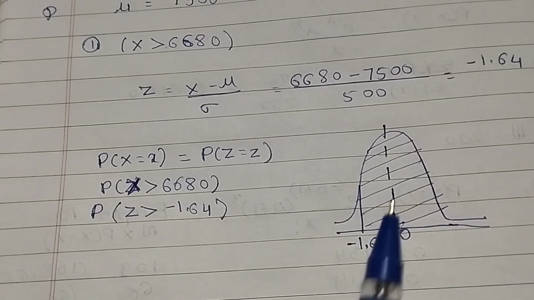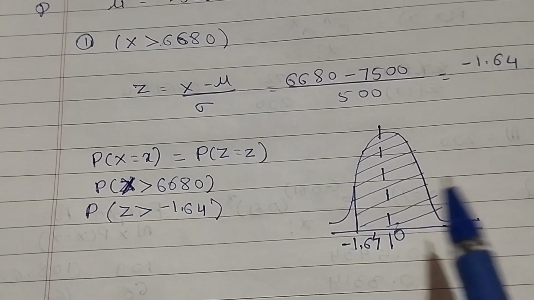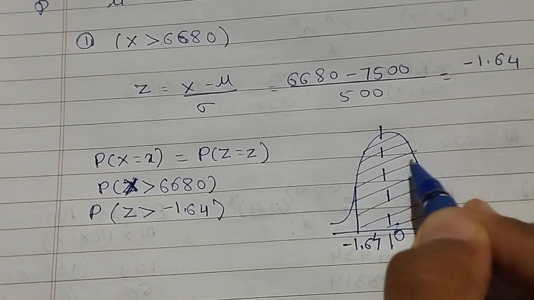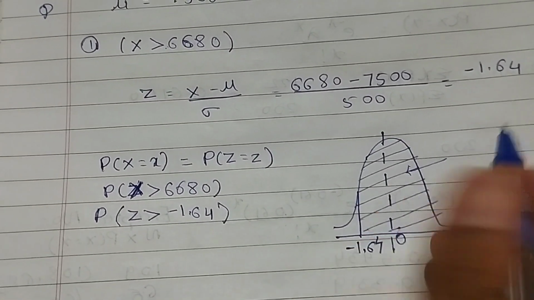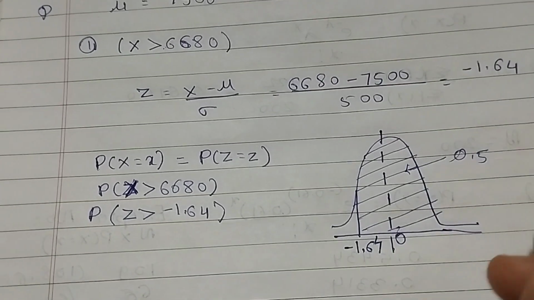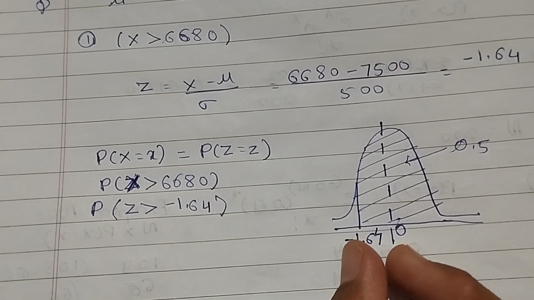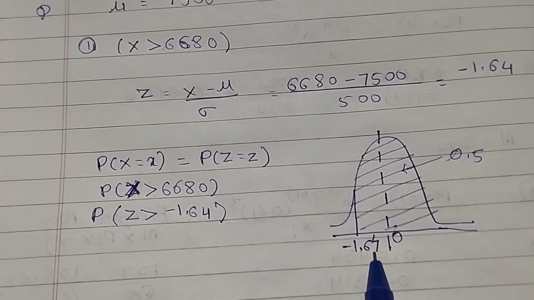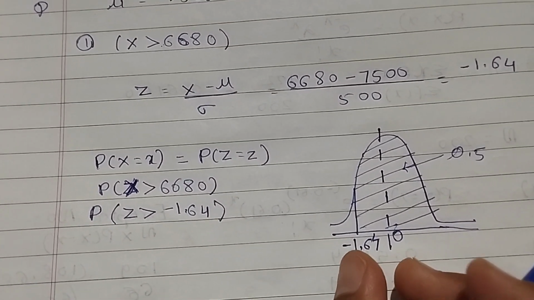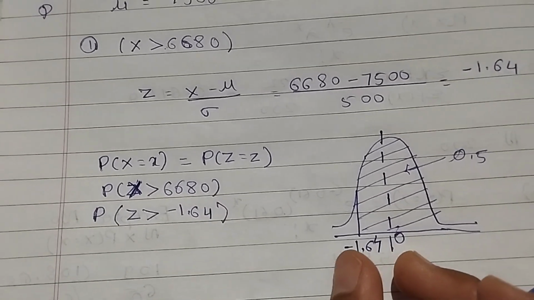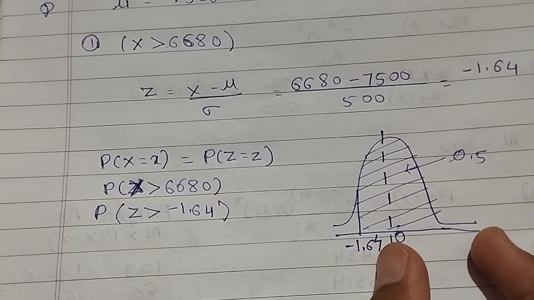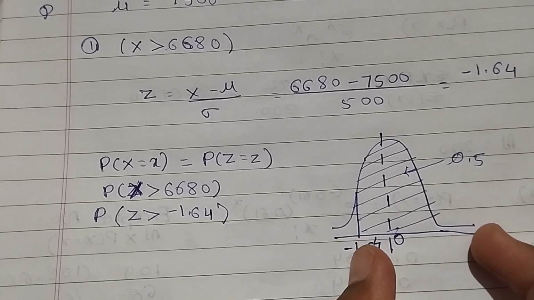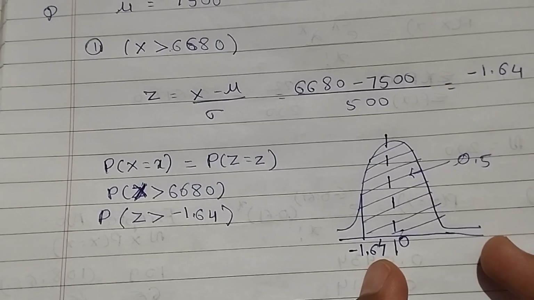So how do we find this area of the curve? We know the right side of the midline is 0.5. So that much portion we find, 0.5. Now we only find the area of the curve from 0 to minus 1.64, and once we get the value of this portion, we add it to the right side, and then we get the whole area of the curve which is greater than minus 1.64.